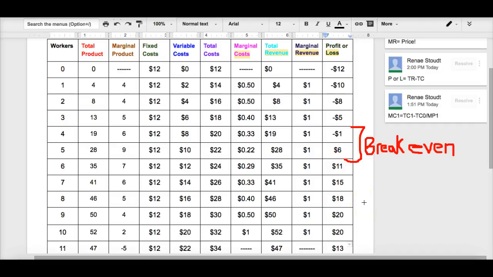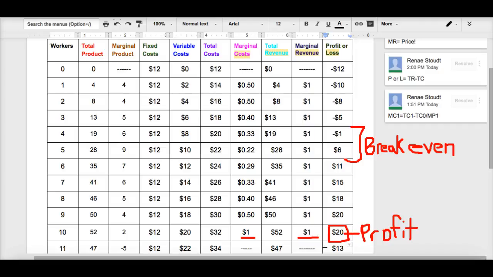So how many should we hire? Hopefully you said 10 workers. That would be the answer. That's your profit maximizing point. Why? Because your profit maximizing point, remember from your notes, is going to be where your profit is the highest, which is the case here, but you also want your marginal cost and your marginal revenue to be the same. So that's going to be where your profit maximizing point is. Okay, that's how many workers we should hire.